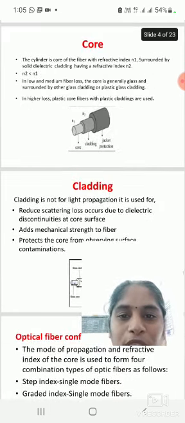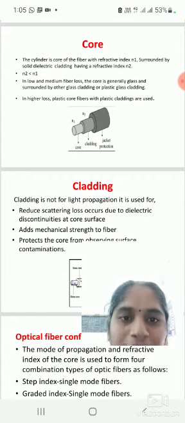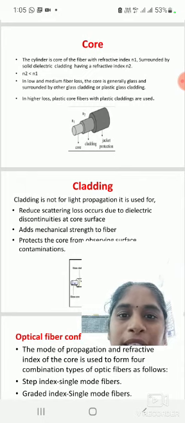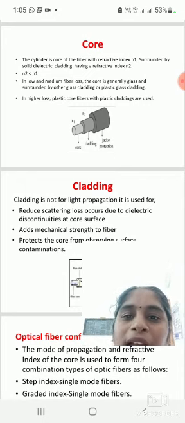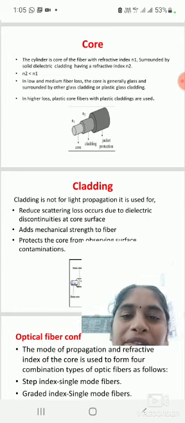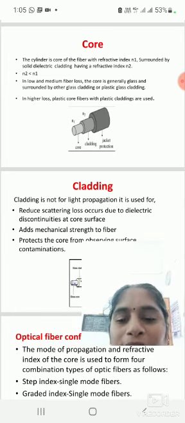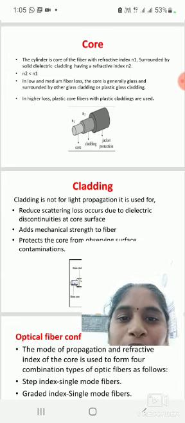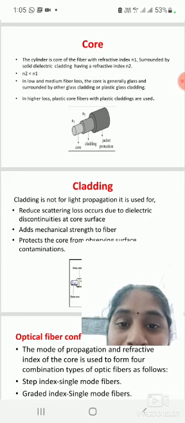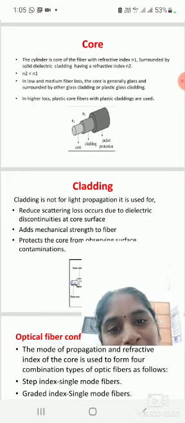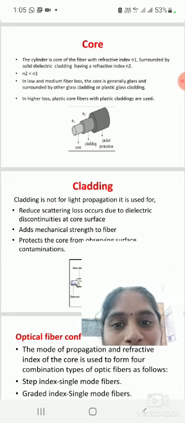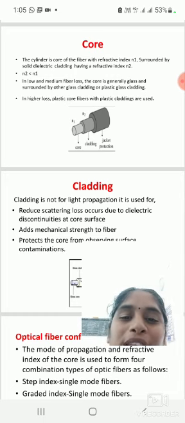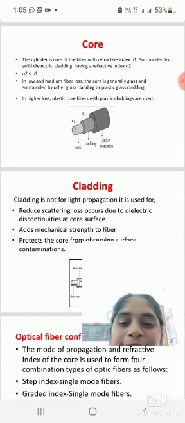Let us see about the core. The cylinder is the core of the fiber with a refractive index N1, which is surrounded by solid dielectric cladding having refractive index N2. The value of N2 must be lesser than N1. In low and medium fiber loss, the core is generally made up of glass, and the cladding is made up of glass or plastic. In case of higher loss, plastic core fibers can be used with plastic claddings.